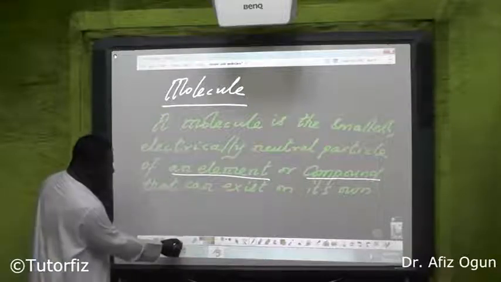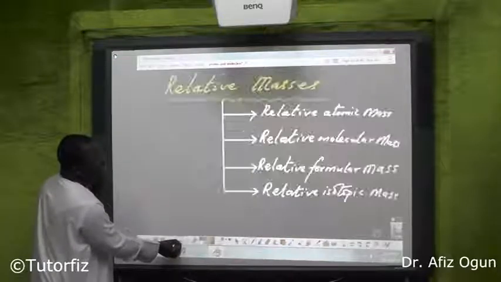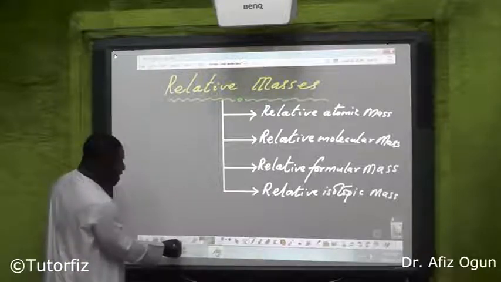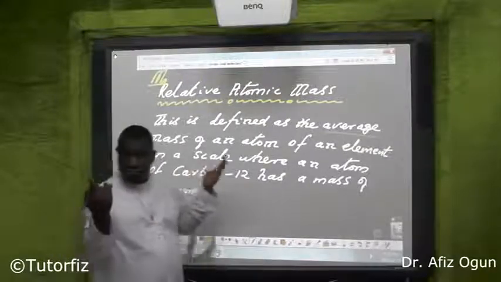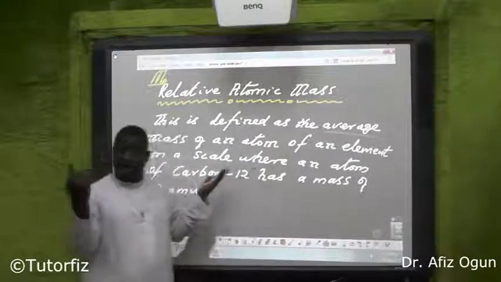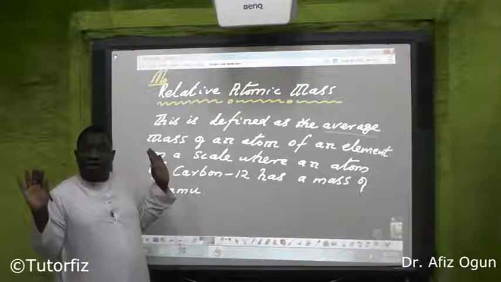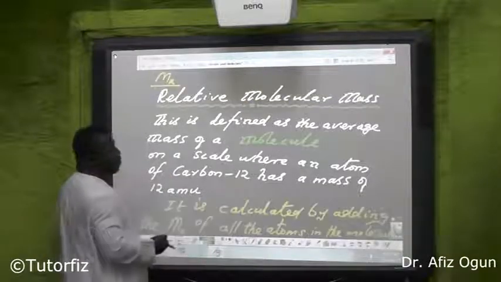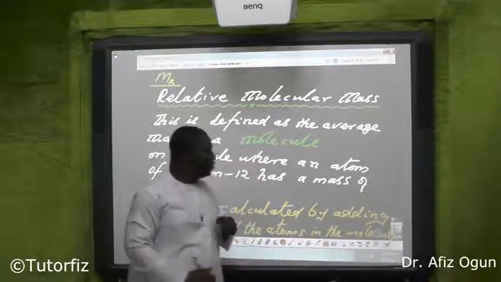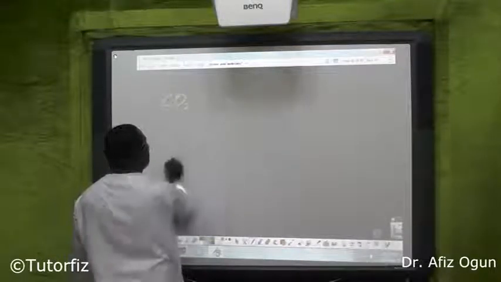So, a molecule, all this about molecule, you can go back to the video. Now, we are saying relative molecular mass. A molecule can be one atom, as in the group 0 elements, that is the noble gases. They exist on their own. And a molecule can be covalent compounds that can exist on their own. For example, CO2, carbon dioxide, can exist on its own.